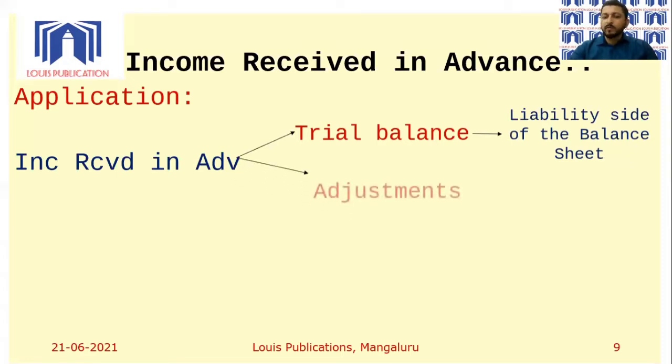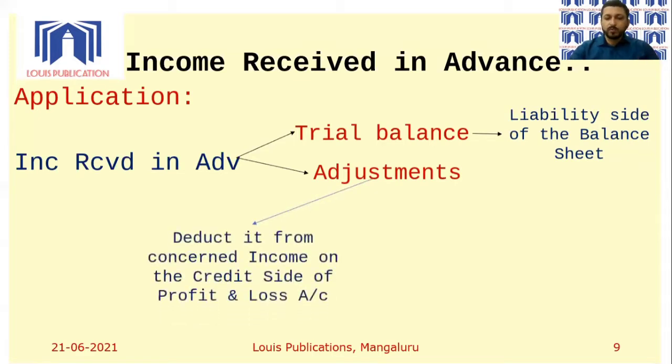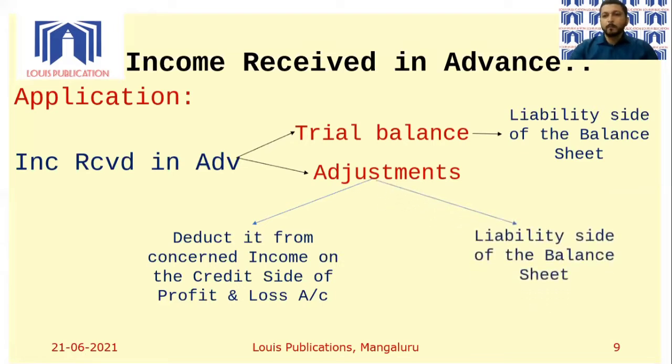If income received in advance is given as an adjustment, every adjustment has two effects. One effect will be on the credit side of the profit and loss account, where we deduct such income received in advance from the concerned income. So deduct it from the concerned income on the credit side of the profit and loss account. And another effect will be, as usual, on the liability side of the balance sheet.